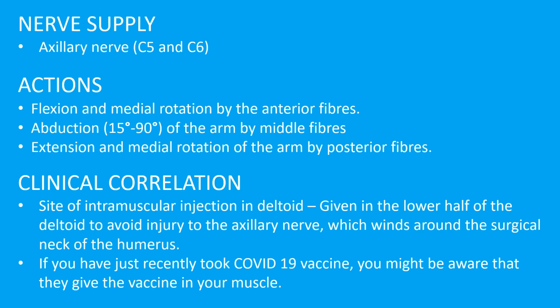Clinical correlation. Site of intramuscular injection in deltoid: given in the lower half of the deltoid to avoid injury to the axillary nerve, which winds around the surgical neck of the humerus. Example: COVID-19 vaccine given in muscle.